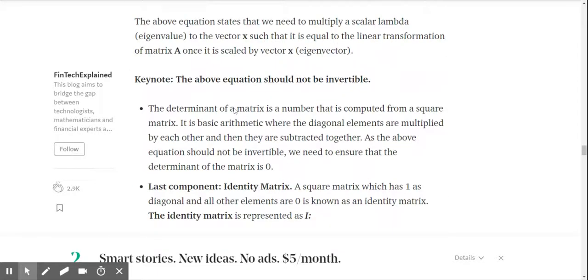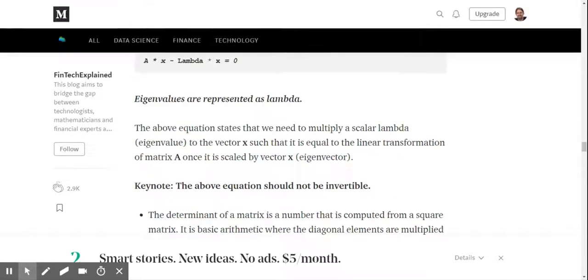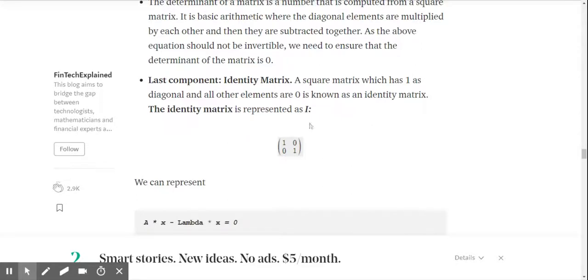The above equation should not be invertible. The determinant of a matrix is a number that is computed from a square matrix. It is basic arithmetic where the diagonal elements are multiplied by each other and then they are subtracted together. As the above equation should not be invertible. Why should it not be invertible? That's what's not clear. Okay.